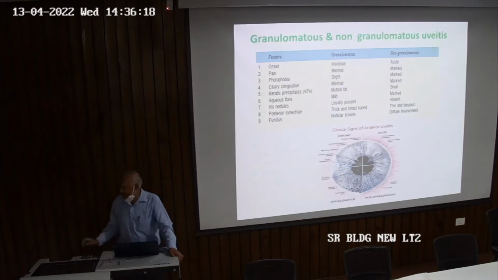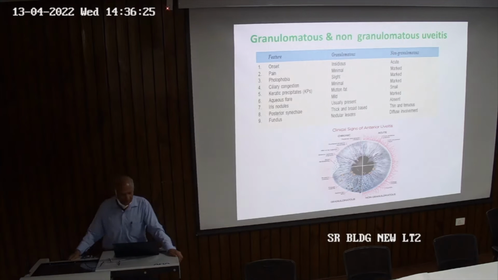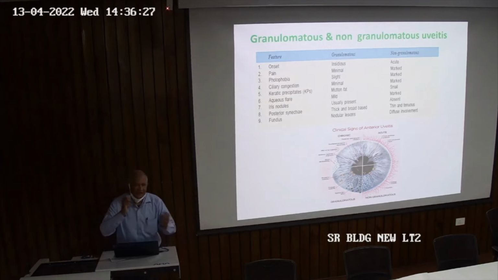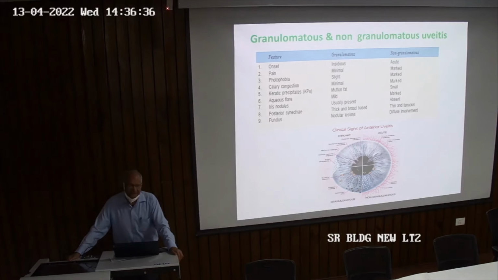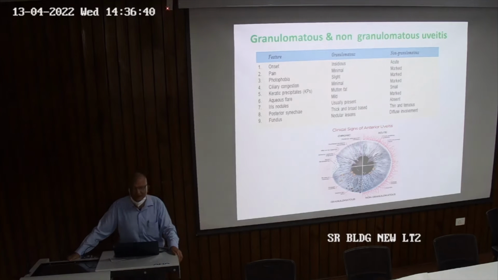Yes. The important part is granulomatous and non-granulomatous uveitis. Usually in granulomatous uveitis, where granulomas are formed, the cause is generally infective. Either it can be syphilis or tuberculosis, or a disease like sarcoidosis, which is the non-infective part. And non-granulomatous uveitis is acute in onset, generally allergic in nature.